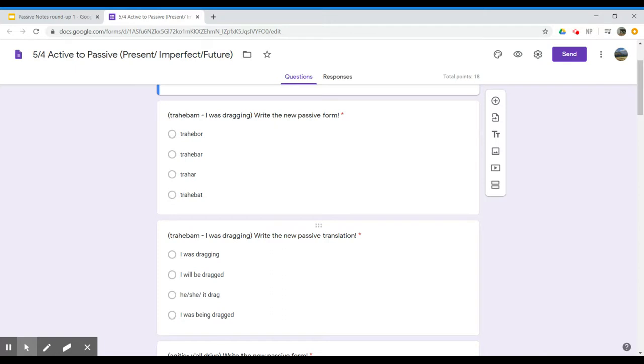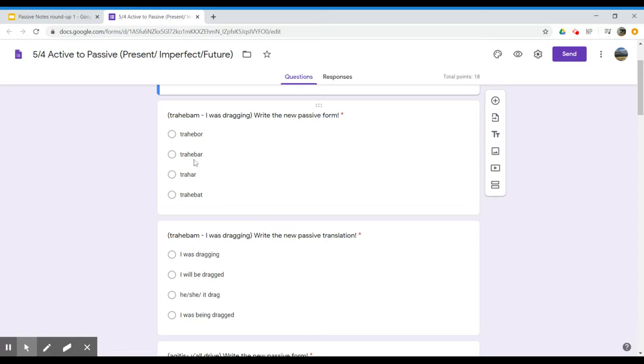The first of each pair of questions asks you to give me the passive form of the word I've written. The word I've written is trahebam. You want to keep the same tense. You want to keep the same person and number. You just want to take it from the active to the passive. The correct answer for this one is, on mine, it shows as the second one. Yours might be jumbled up a little bit, but trahebar.